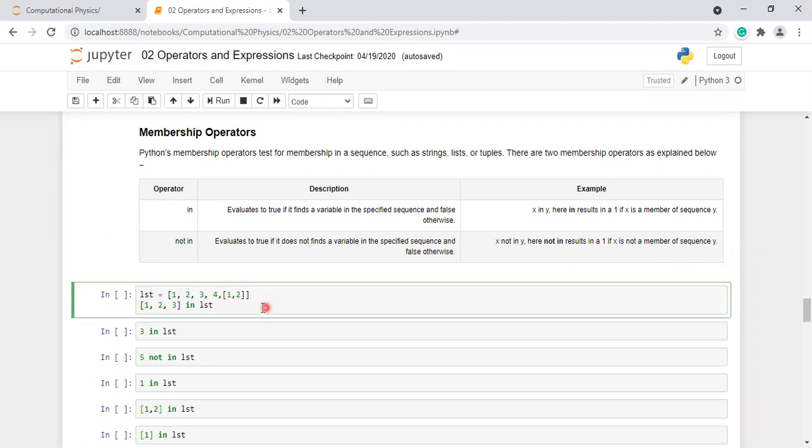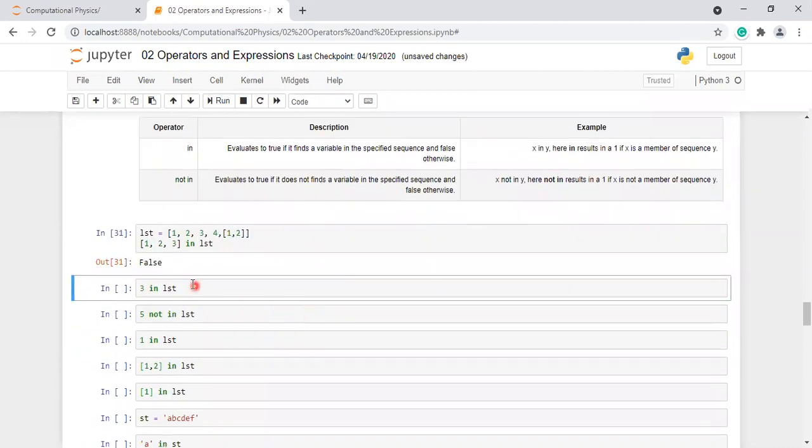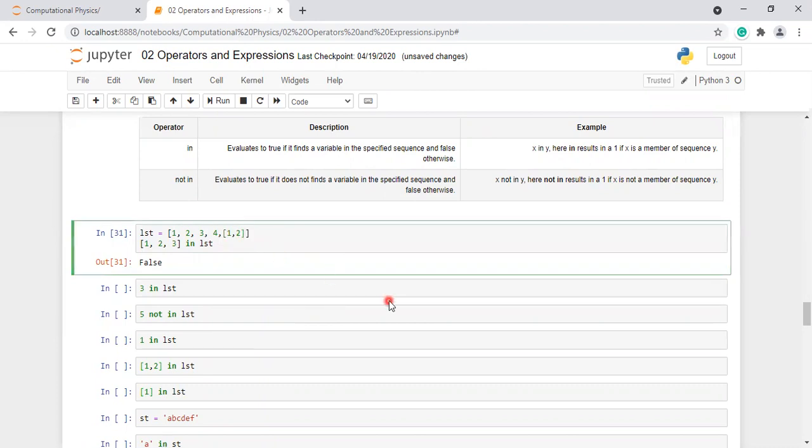Next, within brackets 1 2 3, is the list 1 2 3 a member of lst? The answer will be false. Here the members are 1, 2, 3, 4 and another list 1 2. The list 1 2 3 is not a member of this list.